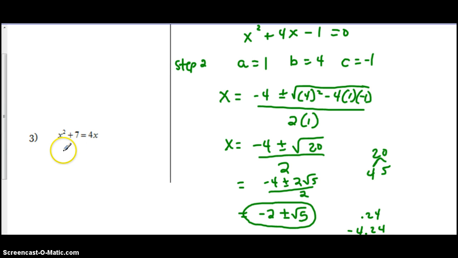Alright, for number 3, I want you to go ahead and try the whole problem by yourself. Make sure you do step 1, it's not in standard form here, and then step 2, and then go ahead and simplify.